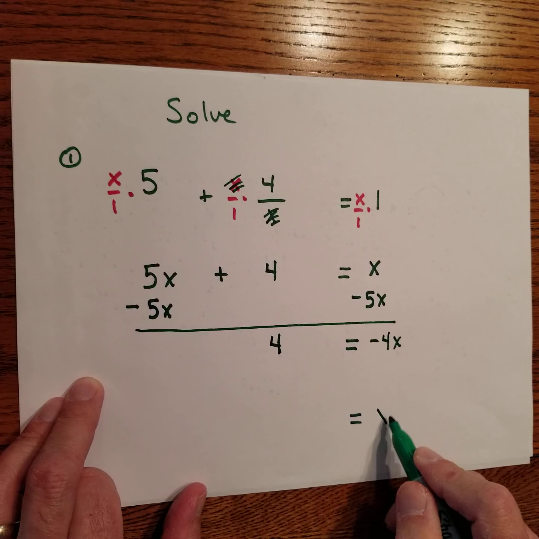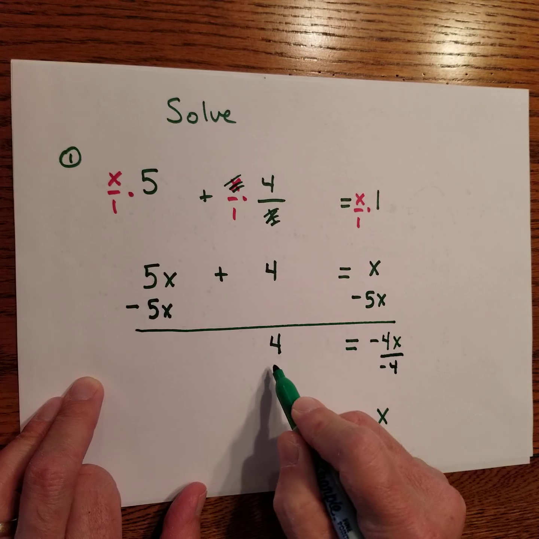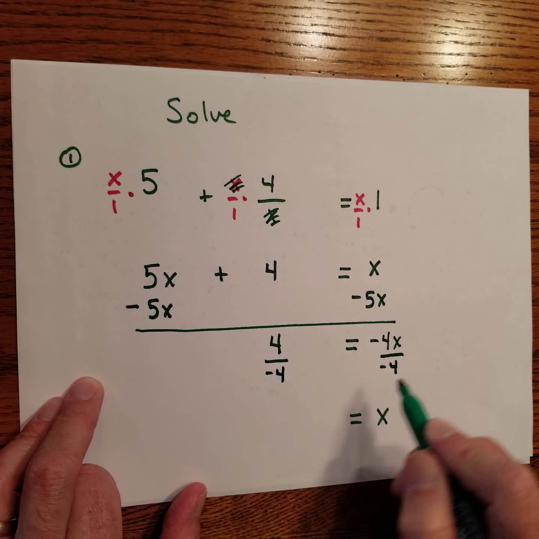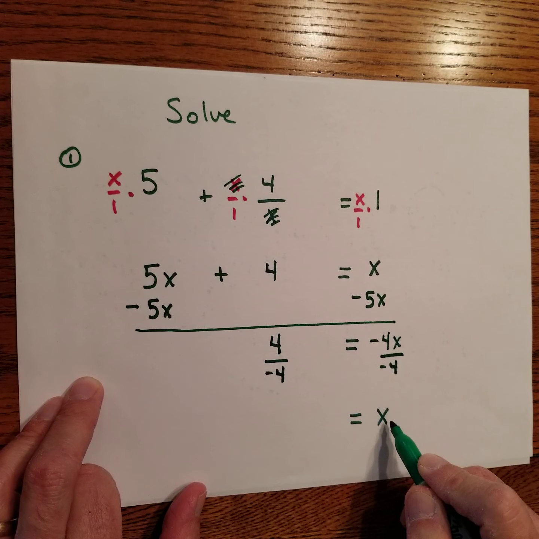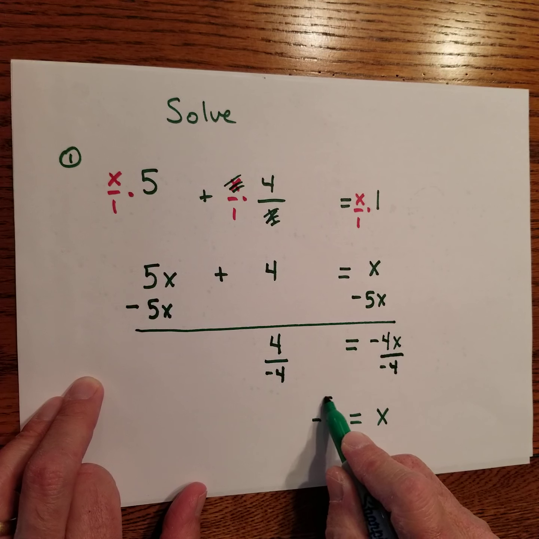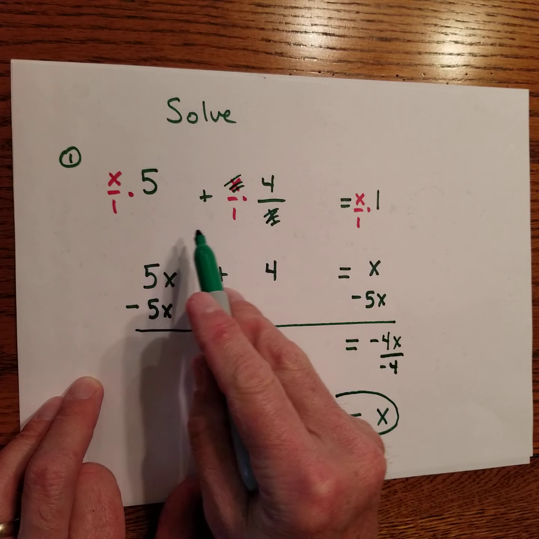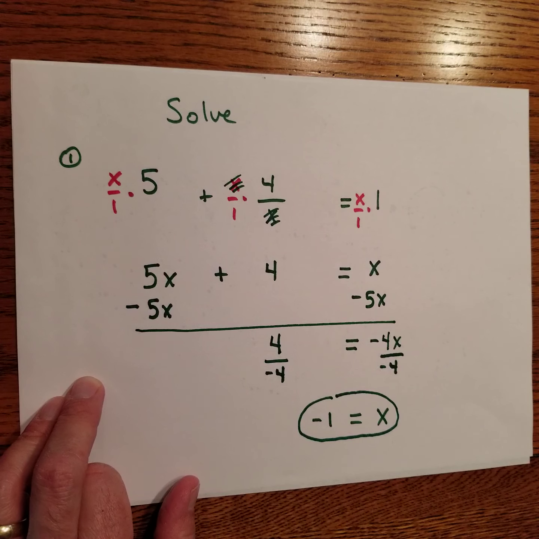Now I can get x by itself by dividing by negative 4. Negative 4 divided by negative 4 is 1x, and 4 divided by negative 4 is negative 1. Negative 1 is the answer that, if I plugged it back into the original equation, would make it true.